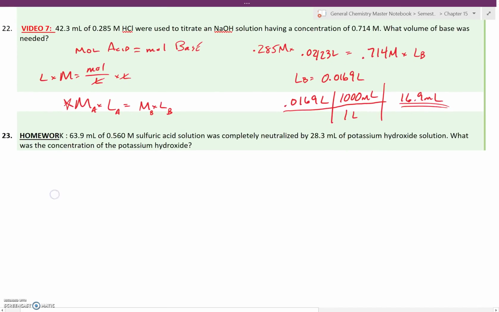So you guys have the second one for homework. 63.9 milliliters of 0.56 molar sulfuric acid was completely neutralized by 28.3 milliliters of potassium hydroxide. What's the concentration of the potassium hydroxide?